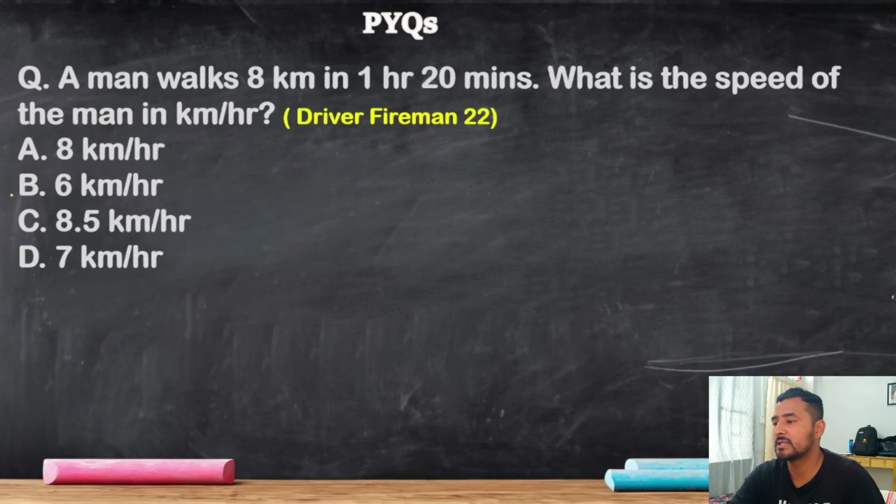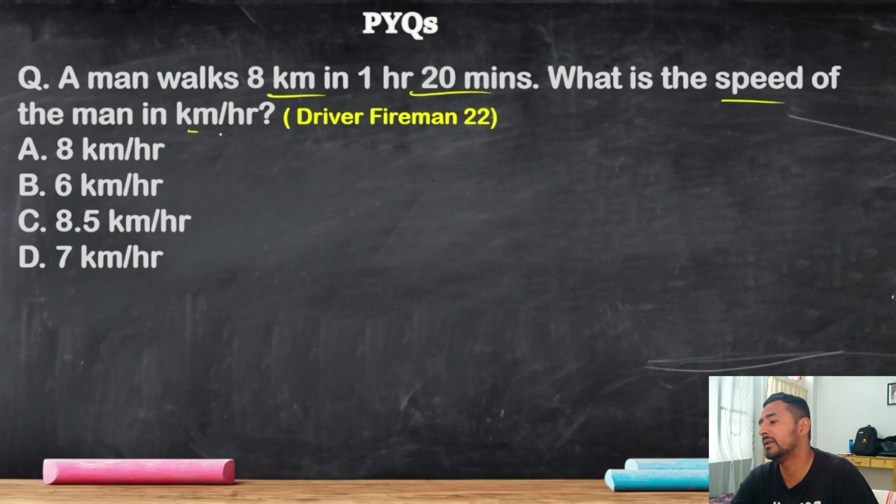Okay, let's go next. Similar kind. A man walks 8 km in 1 hour 20 minutes. What is the speed of the man in kilometers per hour? You can do it by yourself. This has come in the Driver MN22 exam. So this will be your homework question. Do it the same way. Question number 1 for homework.